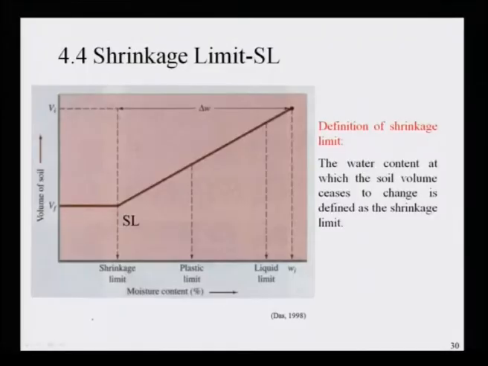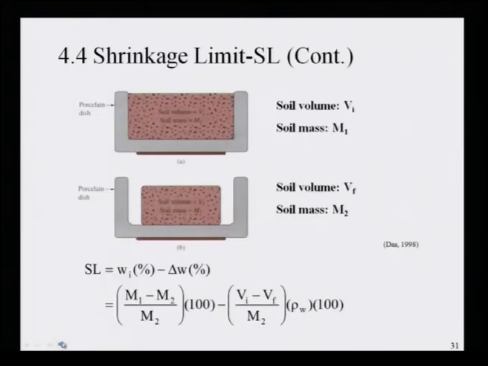So, last class we covered the shrinkage limit. Shrinkage limit is the water content beyond which there is no more change in volume of soil. Basically, if this is my shrinkage limit, beyond it the volume remains constant. So this shrinkage limit gives the solid state of soil. And we have discussed how to find it out.